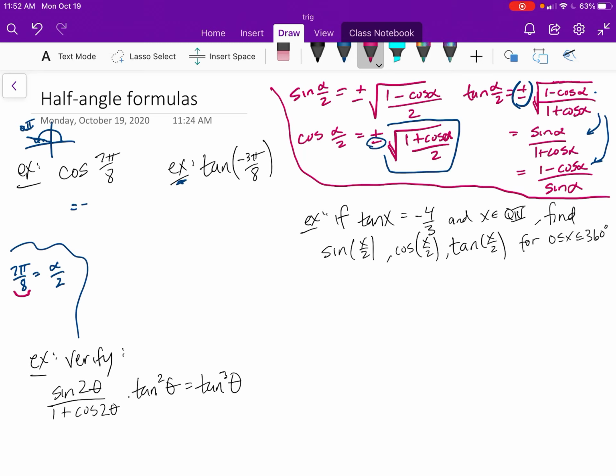notice, if I called 7 pi over 8 alpha over 2, to see what alpha is, I need to multiply both sides by 2. The 2 and the 8 would simplify to 7 pi over 4 is alpha. 7 pi over 4 is on the unit circle. That is down in quadrant 4, right? 7 pi over 4 is here. So that's important because in the formula, I need cosine alpha. In that formula, I'm going to use cosine 7 pi over 4, which cosine in quadrant 4 is positive.